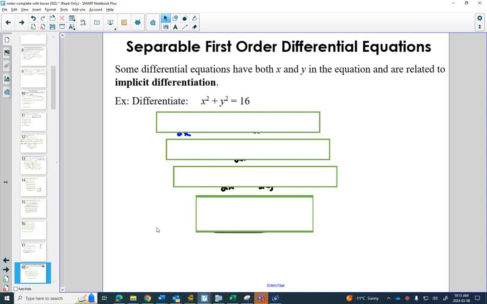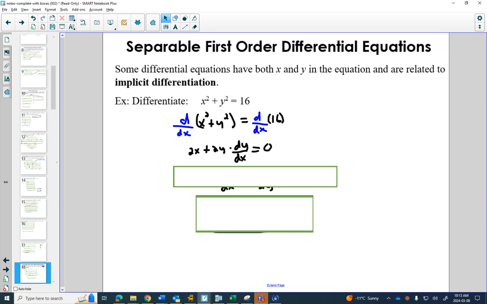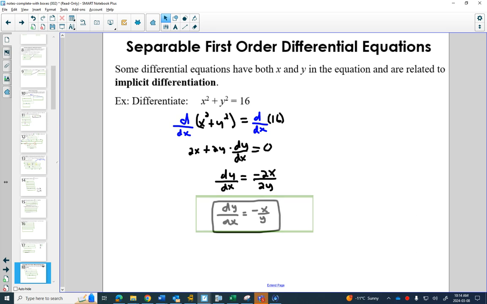Again, we've seen questions like this before with implicit differentiation. We have x squared plus y squared equals 16. So if we differentiated with respect to x on both sides, the part with the y would have a chain rule where you get your dy/dx, and then you can solve for dy/dx to be negative 2x over 2y, which reduces just to negative x over y.